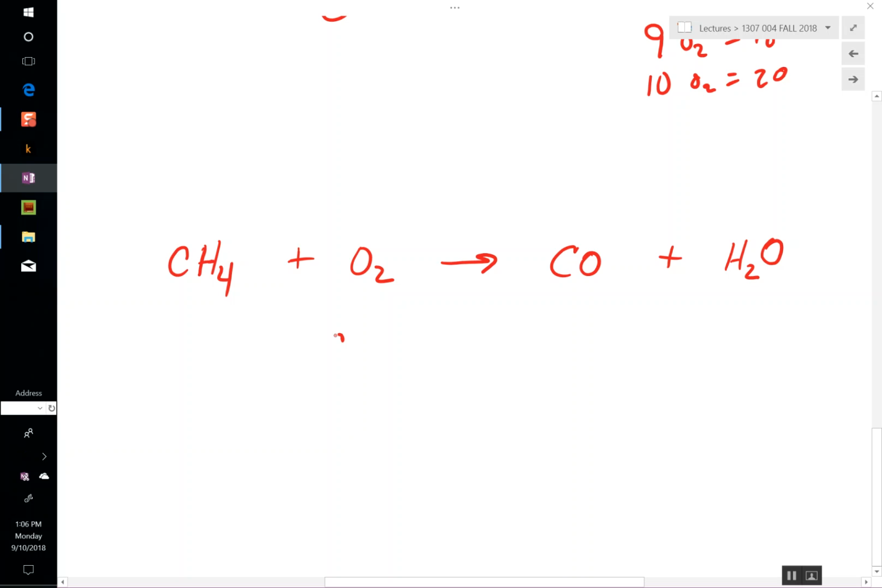So here, if we balance this one the same way, we're going to find a different balancing point here.